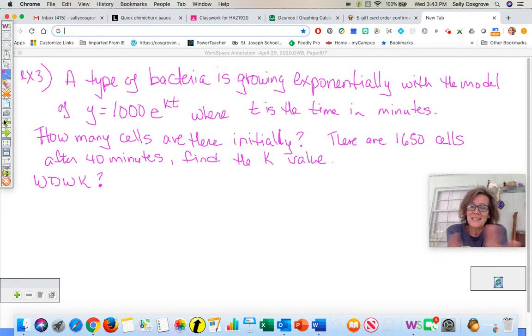So here is our third example. In this one, we're not talking about decay anymore. So let's look at it. It says a type of bacteria is growing exponentially with the model y, or f of t, equals 1,000 e to the kt, where t is the time in minutes. How many cells are there initially? There are 1,650 cells after 40 minutes. Find the k value. So let's see what we know.